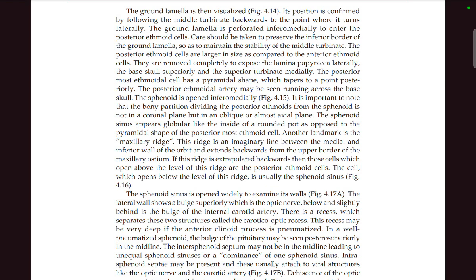This ridge is an imaginary line between the medial and inferior wall of the orbit and extends backwards from the upper border of the maxillary ostium. If this ridge is extrapolated backwards, then those cells which open above the level of this ridge are the posterior ethmoid cells. The cell which opens below the level of this ridge is usually the sphenoid sinus.